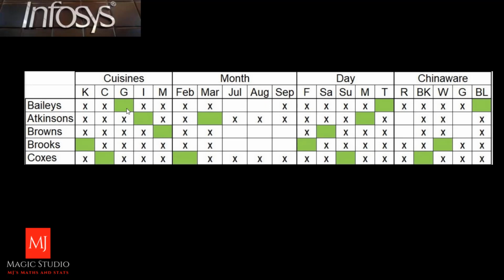So we have Bailey's with the German cuisines serving on Tuesday and in blue Chinaware. At Kickson, Italian in March. On Monday, Browns, Mexican, Brooks, Korean, Cox's, Continental. And now we are ready to answer all the 3 questions which we are supposed to answer.